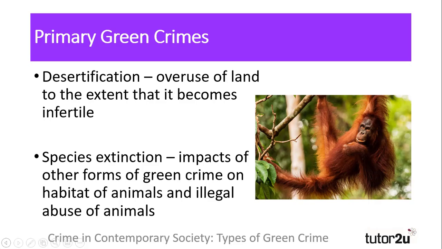Further green crimes include desertification, the overuse of land to the extent that it becomes infertile. As demand for primary goods such as coffee increases in the West, nations are encouraged to grow more in order to keep the price of coffee down for Western consumers, and this overcultivation of land leads to desertification. A final form of primary green crime is species extinction. Deforestation, desertification and mass urbanisation have led to estimates that 50% of the world's species of animals will become extinct over the next 10 years. And this also includes the export and ill treatment of animals, which would be classified as green crime.